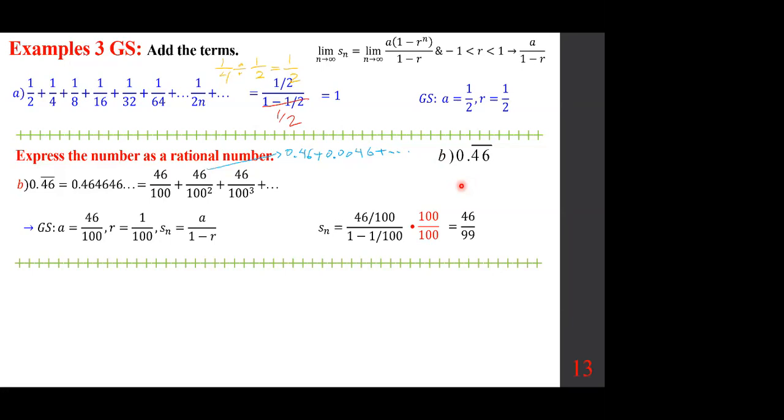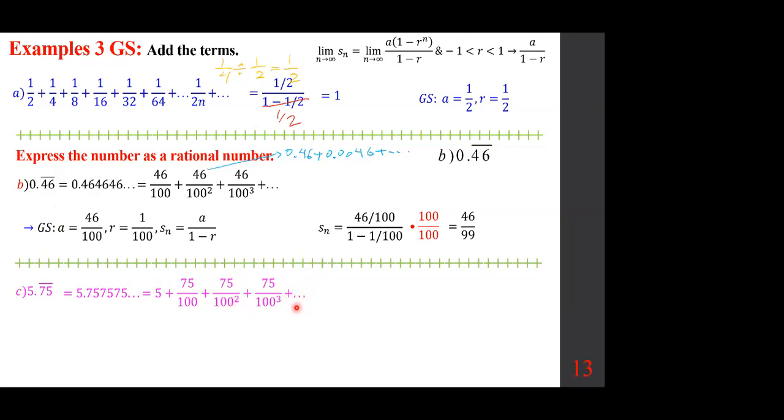So, expressing the number as a rational number. Here's the next one: 5.75 bar. It's very similar to that. It's the same as 5 plus 0.75 bar. The 0.75 bar is similar to 0.46 bar. So 75 over 100 plus 75 over 100 squared and so forth.